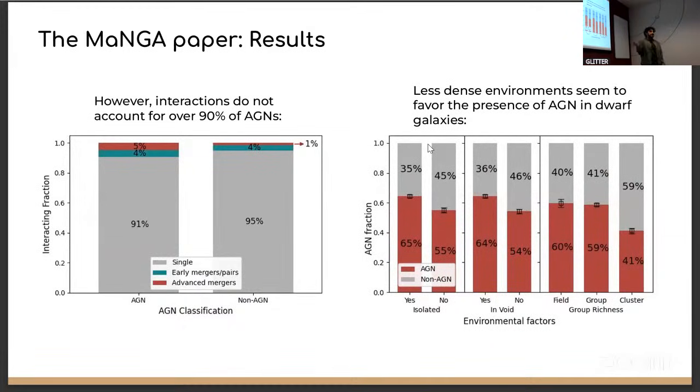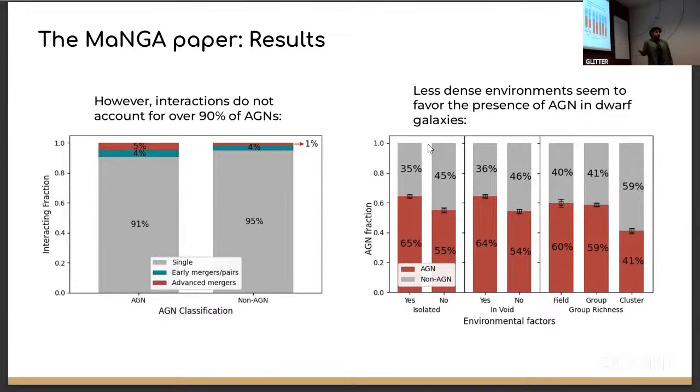But when we flip things around and look at the interaction fraction of the AGN versus non-AGN samples, although there is still a statistically significant difference, most importantly, over 91% of AGN are not related to mergers or any sort of interaction. So to sum up these results, dwarf galaxy mergers can increase AGN activity, but they are definitely not the main channel for AGN triggering.